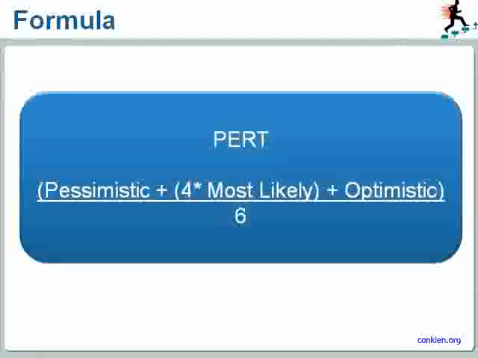And here is the formula of how you would calculate PERT. You add up your pessimistic, 4 times the most likely, as well as the optimistic estimate, and then you divide these by 6. This gives you an estimate that is much more balanced.